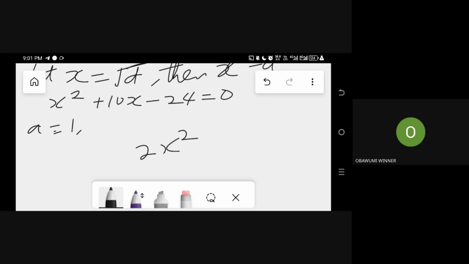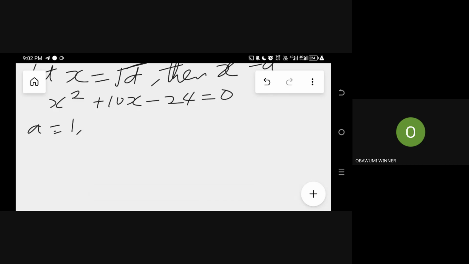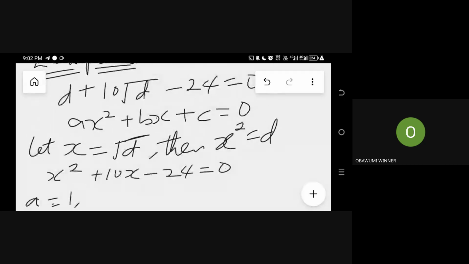Okay, we did those on Tuesday, sir. You have 2S squared now, that means your A would have been 2, because the A is the number at the back of the S squared. That's the coefficient of S squared. You can look at it here in this general form.